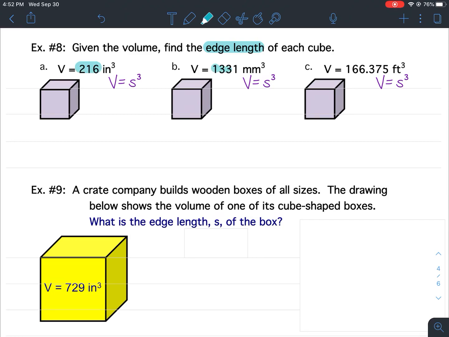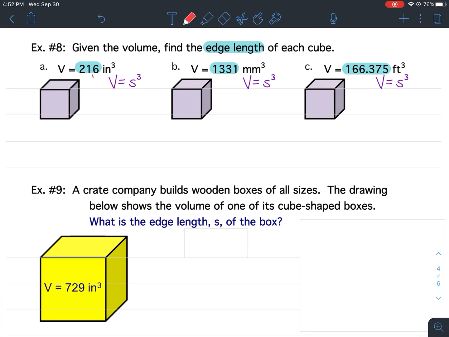For B, it is 1,331 millimeters cubed. And for C, it is 166.375 feet cubed. Those are the numbers that we are going to plug in for the V. Now remember, the first step is to always write down your formula. So always write your formula down.